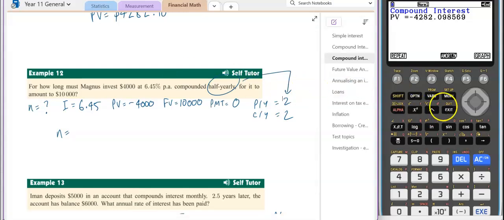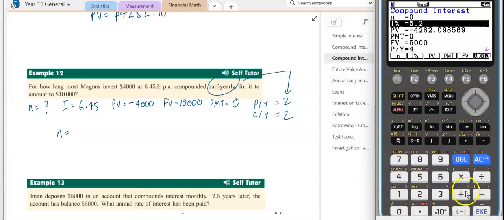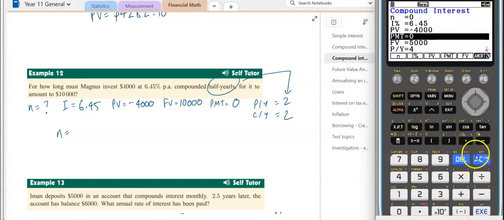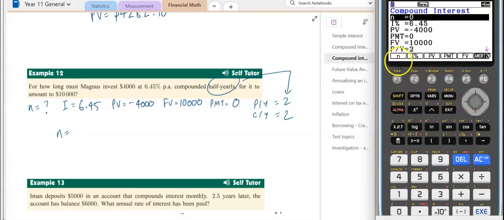All right, now again, just press exit here, take you back into that compound interest screen, and just overwrite those values again. We can leave that, or again, just set it to 0 for now. Interest rate is 6.45%. Present value minus 4,000. PMT, leave that at 0. The future value is going to be 10,000. And P/Y and C/Y both 2. Okay, so then we just ask the calculator to solve for N for us based on those parameters.